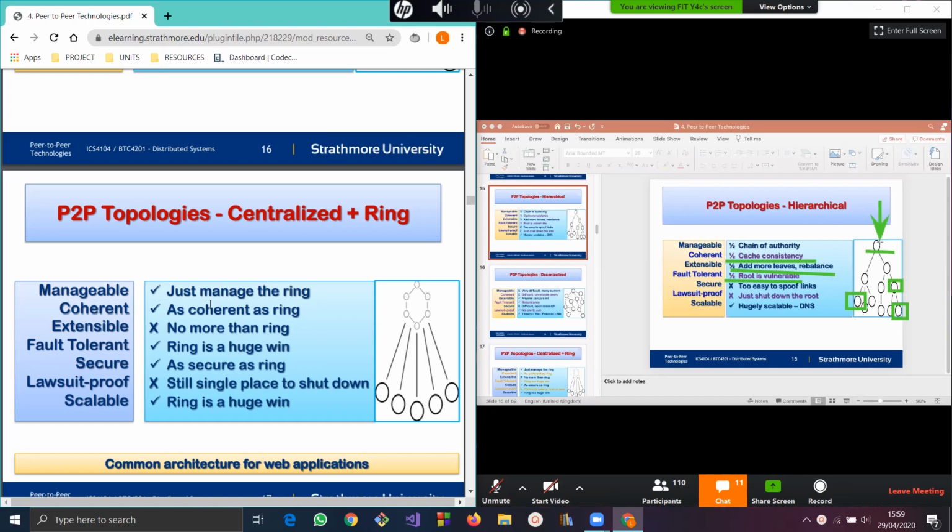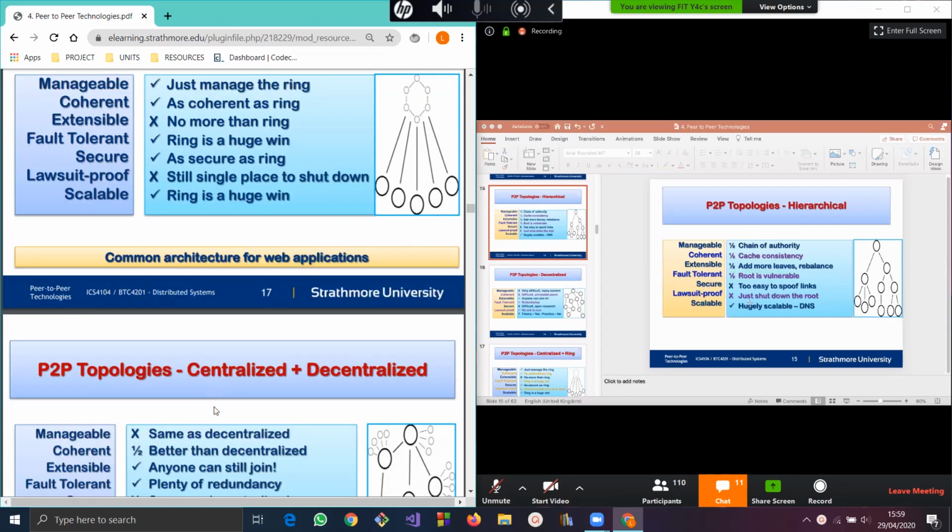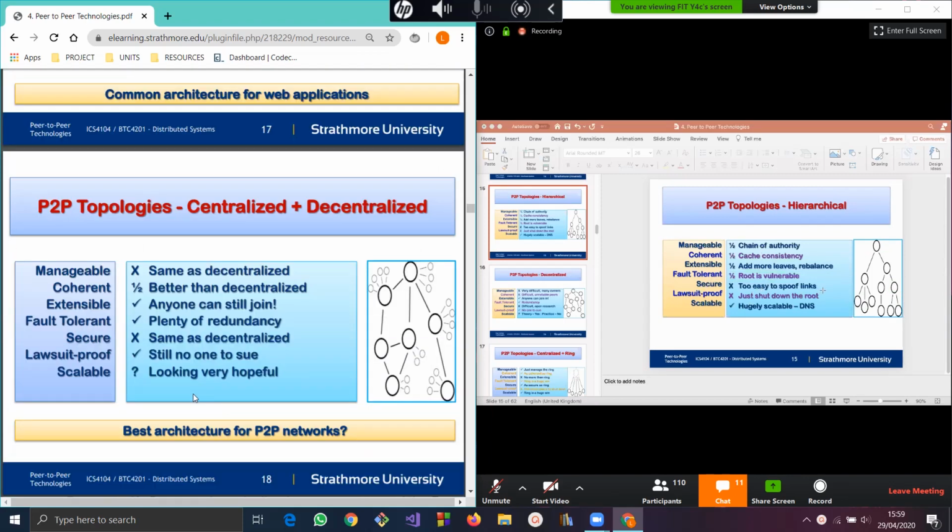Secure, too easy to spoof links, because hierarchical is hierarchical. So some of those links can easily be manipulated. Lawsuit proof, just shut down the root. Scalable, hugely scalable. Like the DNS, basically a distributed naming system handles this well.